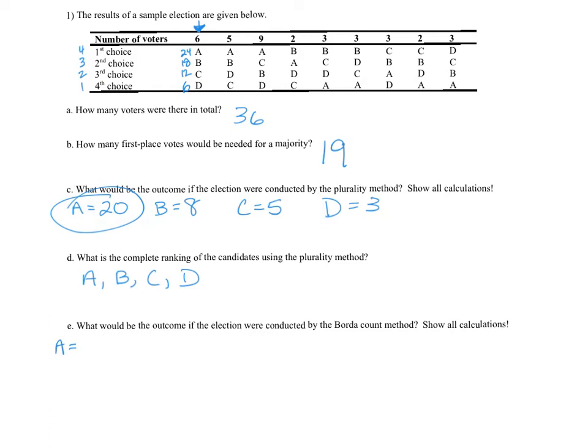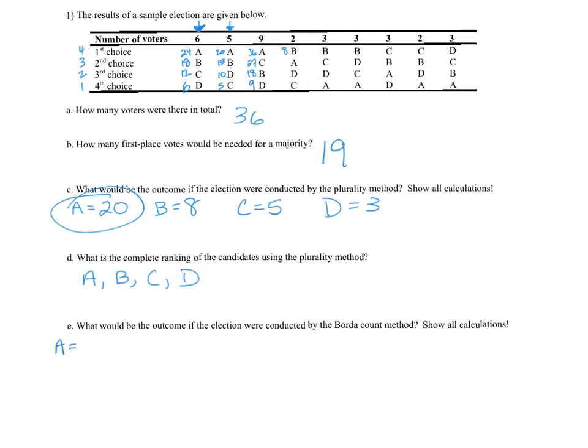And then I do this for each column. You multiply the number of votes times the points. So 5 times 4 is 20. 5 times 3 is 15. 5 times 2 is 10. 5 times 1 is 5. 9 times 4 is 36. 9 times 3 is 27. 9 times 2 is 18. 9 times 1 is 9.